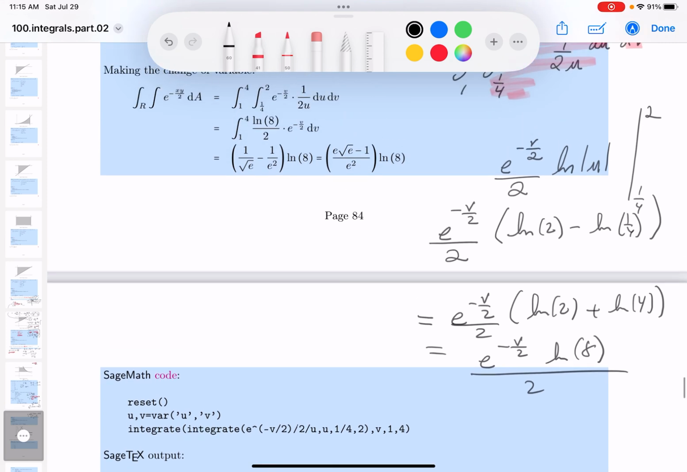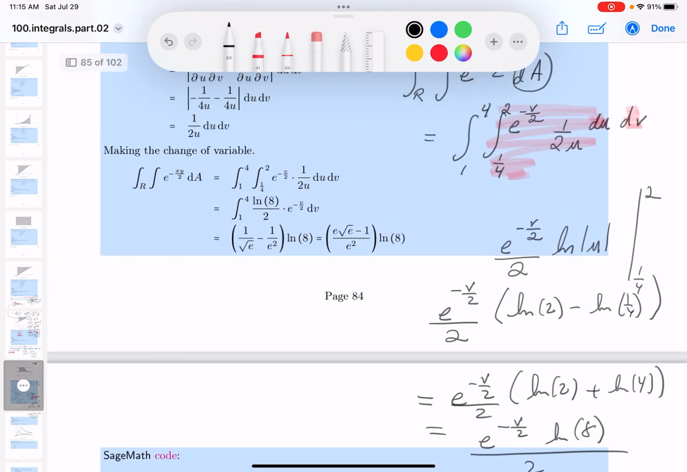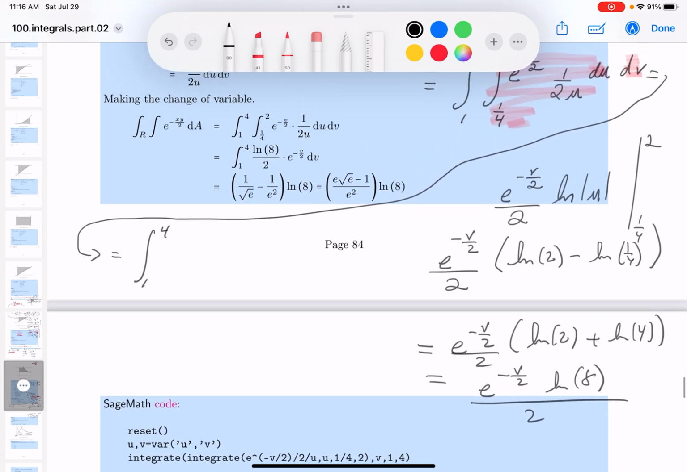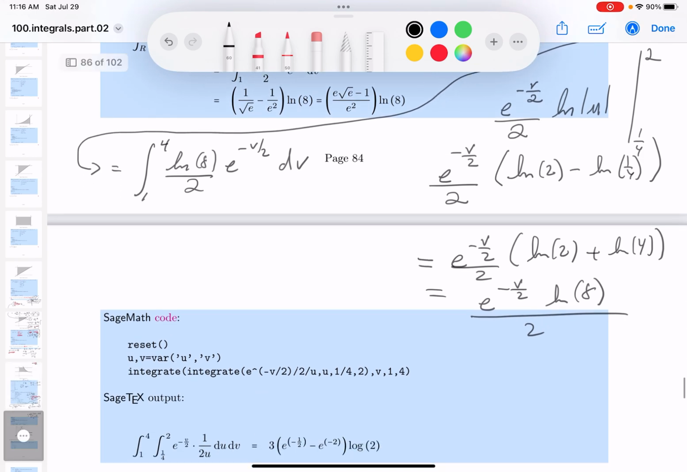All right, let me write that down for you. And this is going to be equal to, I just did one integration. I need to move my way out now. And that's going to be, let's see, ln 8 over 2, and then e to the minus v over 2 dv. Now, that looks also pretty easy to do, and let's go through that.